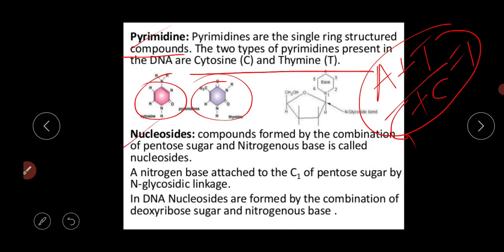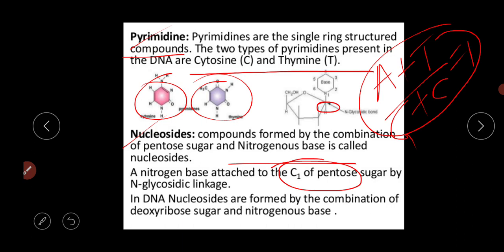Next thing is the nucleoside. The compound formed by the combination of pentose sugar and nitrogenous base is called the nucleoside. What is the meaning of the nucleoside? It is the compound formed by the combination of the pentose sugar, either deoxyribose or ribose, with the nitrogenous base. The nitrogen base is attached to carbon 1 of the pentose sugar. Just look at the structure. This is carbon 1.